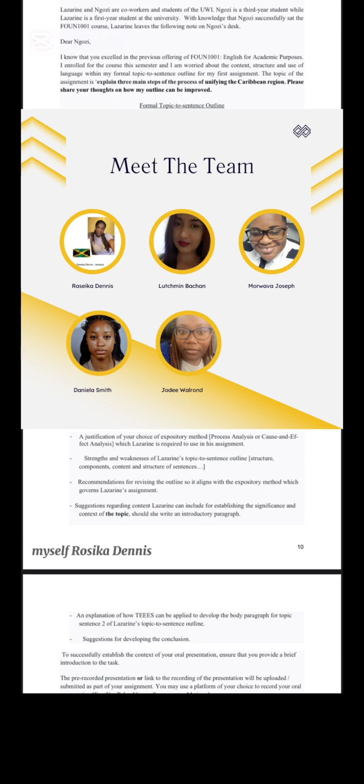Myself, Rasika Dennis, will review the strengths and weaknesses of Lazarine's work as it is now, and then we will pass the baton to my colleague Marwava Joseph, who will delve into the development of the introductory paragraph, while Daniela Smith will break down how TEASE is used to develop the body paragraphs. Jody Walrod will conclude the presentation with how to conclude the essay.